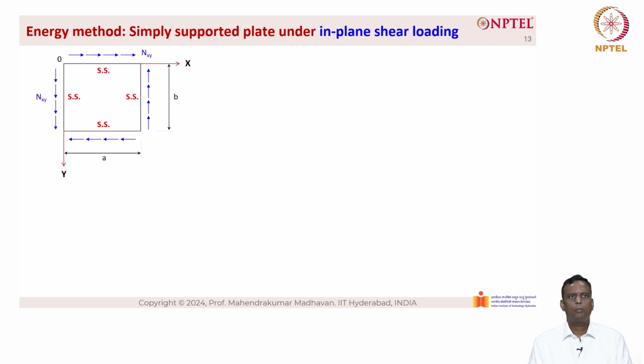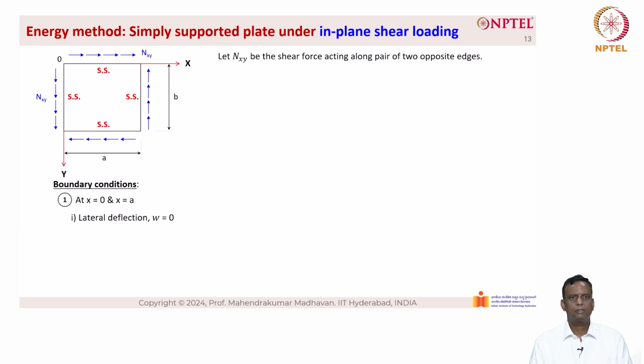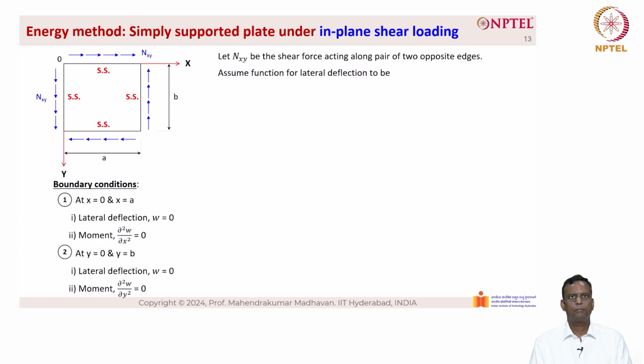Now, let us solve the problem whose plate boundary conditions are simply supported on all four edges and it is subjected to a shear load, as you can see from the picture. Let Nxy be the shear force acting along pair of two opposite edges. The boundary conditions are at x equal to 0 and at x equal to a, the lateral deflection w equal to 0, the moment dou square w by dou x square is also equal to 0. Similarly, at y equal to 0 and y equal to b, the lateral deflection w equal to 0 and the moment dou square w by dou y square is equal to 0.